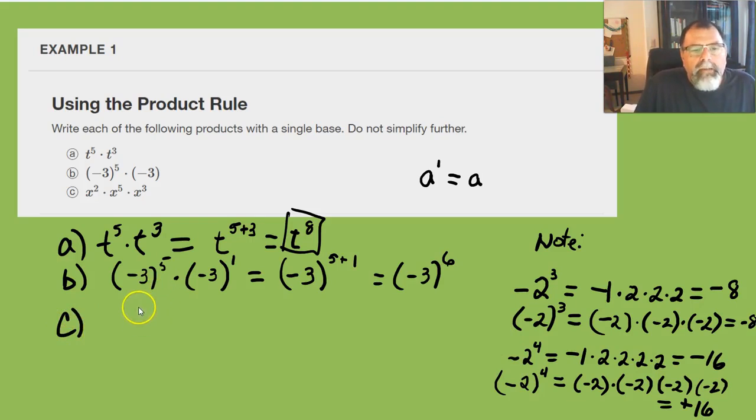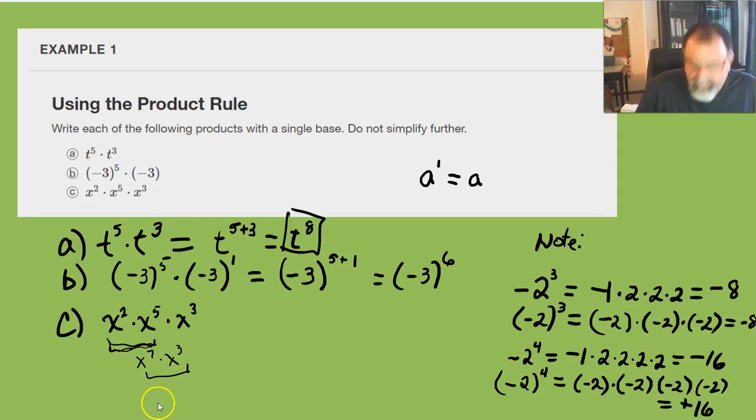So for C, we can extend this again because multiplication is associative and commutative. I can extend this rule to as many as I want, as long as they all have the same base, right? If we didn't have associative and commutative, you'd have to do this first, and you get x to the 7th, and then you have x to the 7th times x to the 3rd, and then you'll get x to the 10th. Okay, but we're not going to do it that way.